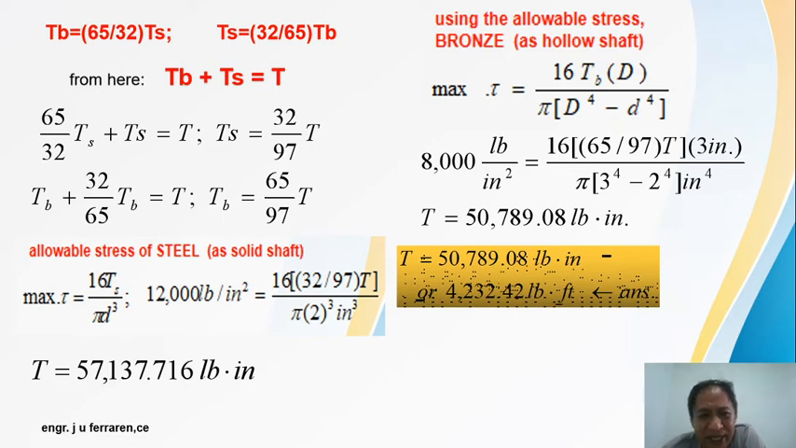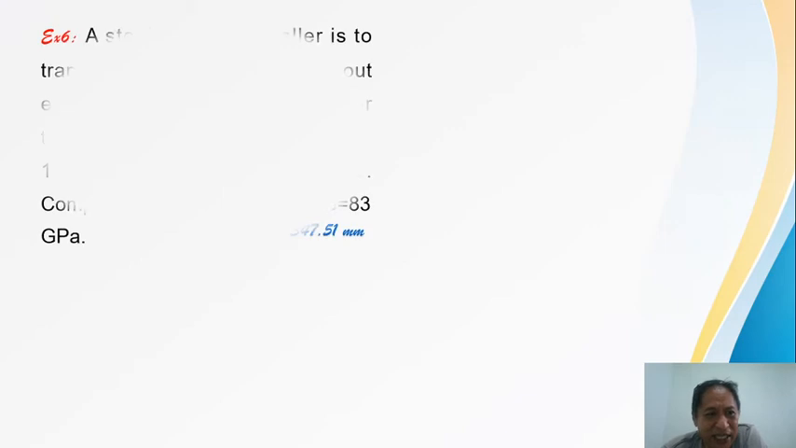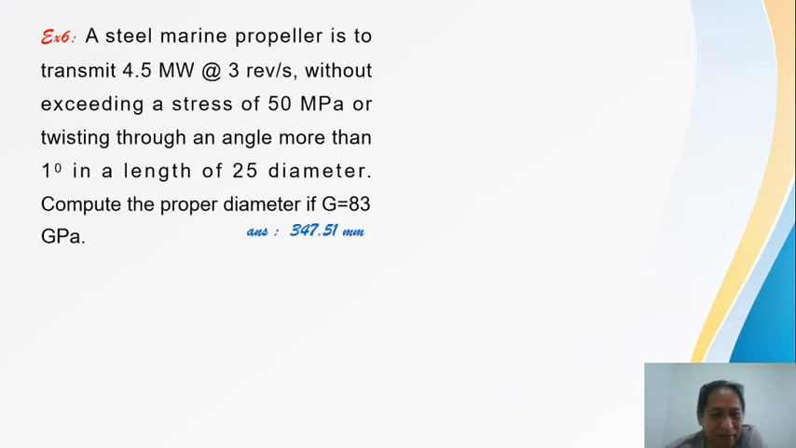Balik-balik lang. Now, the next problem, we deal with a problem involving power. So, power can be converted also in terms of torque. So previously, our givens were all torque already.